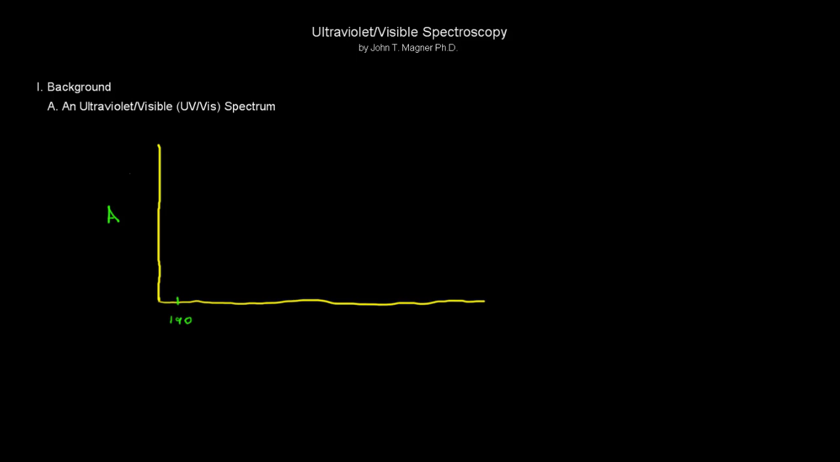So this is wavelength in nanometers versus absorbance, or absorbance versus wavelength. And 190 nanometers, of course, is in the ultraviolet region of the electromagnetic spectrum. The ultraviolet extends to about 400 nanometers, and then the visible region extends from 400 to 700 nanometers. So this is really the entire range of wavelengths that are covered by most UV visible spectrometers.